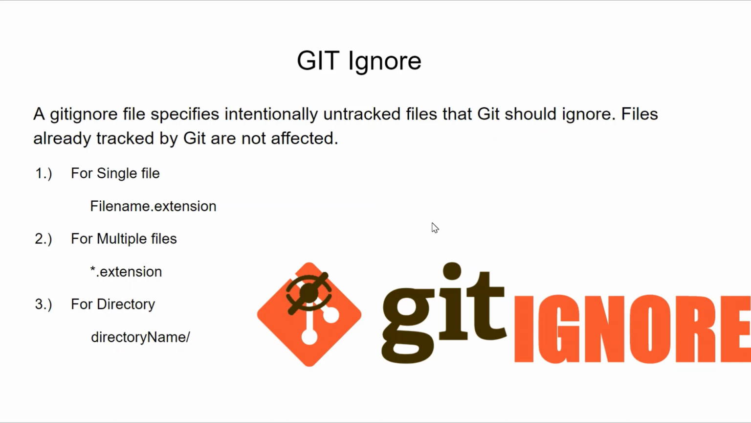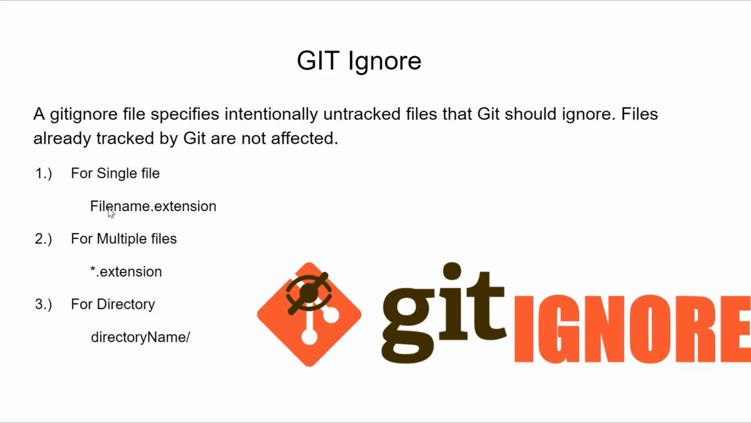Hi guys, so let's understand about gitignore file. So what is gitignore file? Basically a gitignore file specifies intentionally untracked files that Git should ignore. Files already tracked by Git are not affected. So let's understand about its syntax.